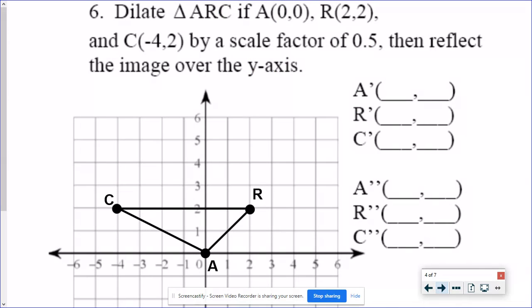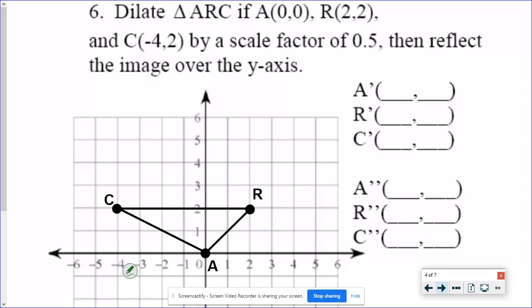Here we go, we've got a dilation now. So we're changing the size. The scale factor is 0.5, less than 1. That means it's going to be a reduction. It's getting smaller. You could also think about it as a half, and if you don't like that, 0.5. So we're going to dilate each of those points with a scale factor of 1/2, and then we're going to reflect it.